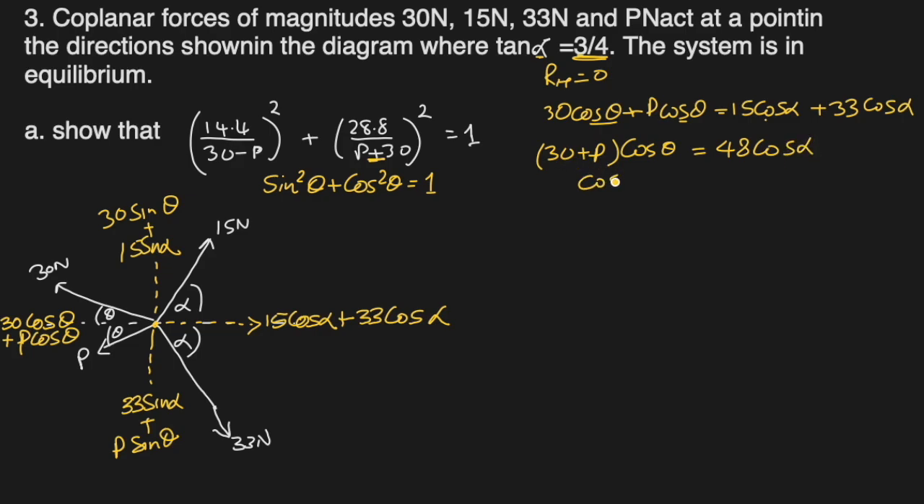So cos theta is to be isolated, so it will be isolated by bringing this 30 plus p as a denominator here. 48 cos alpha divided by 30 plus p. We can further evaluate, give it a value. How can this cos alpha be evaluated? They said tan alpha, and when I saw it again, because this has been typed by me, it was not 3/4, actually it was 4/3.